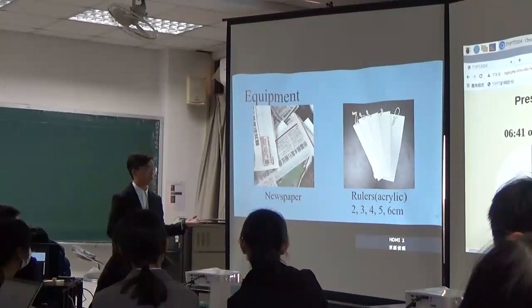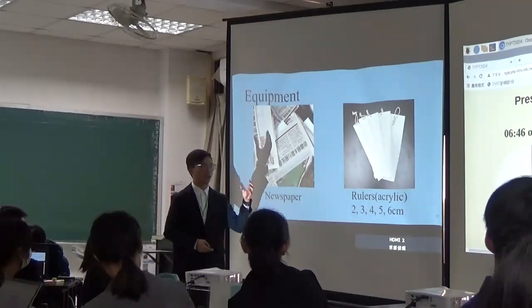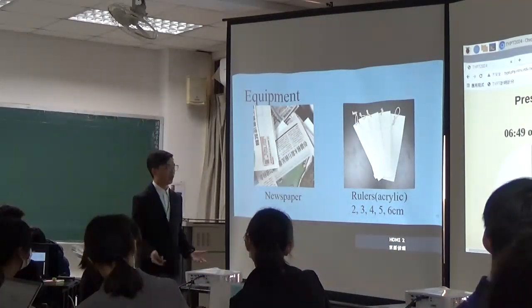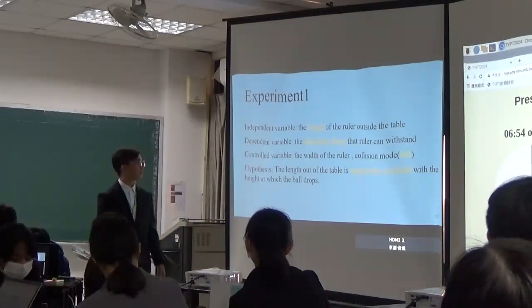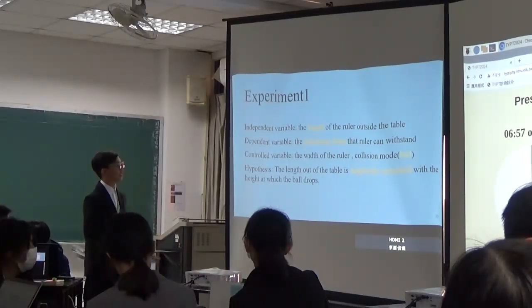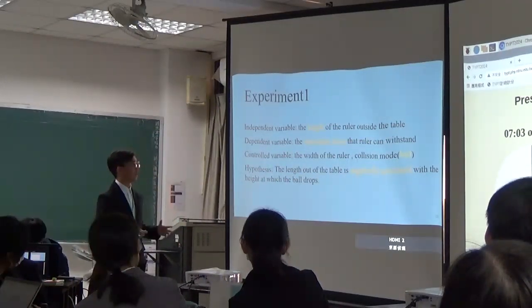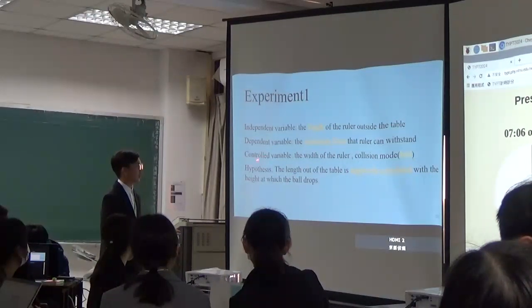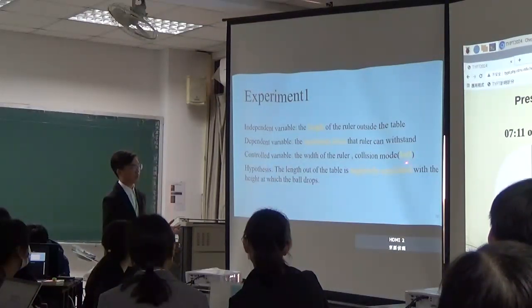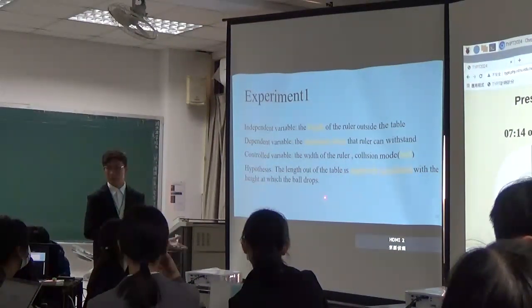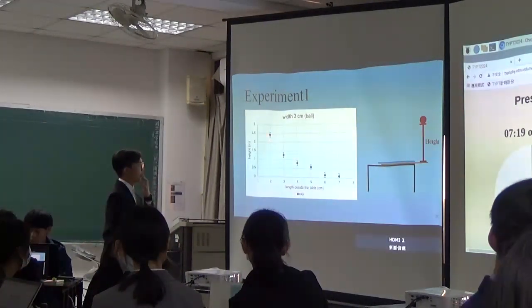And this is our equipment. We use newspaper, and the ruler, as I mentioned, is acrylic, so the weight and the thickness are very small, and we have different lengths and widths of it for our experiments. Experiment 1 is about the independent variable, the length outside of the table. To emphasize, our control variable will be the collision mode. We always drop a ball, like in the problem statement, and so we can get the charts.